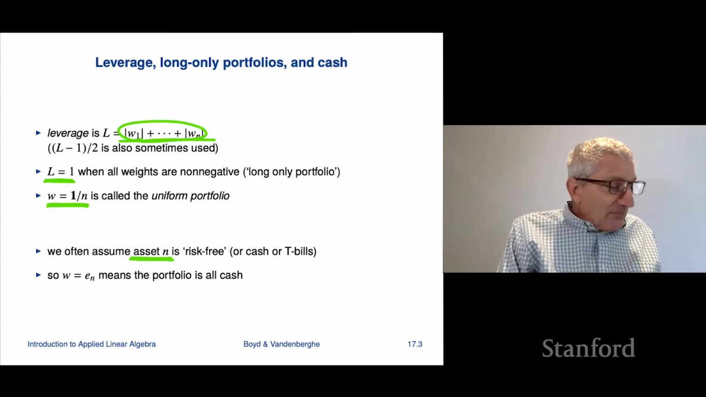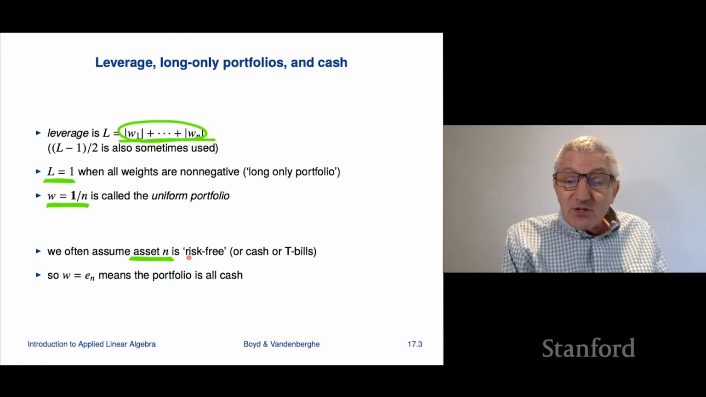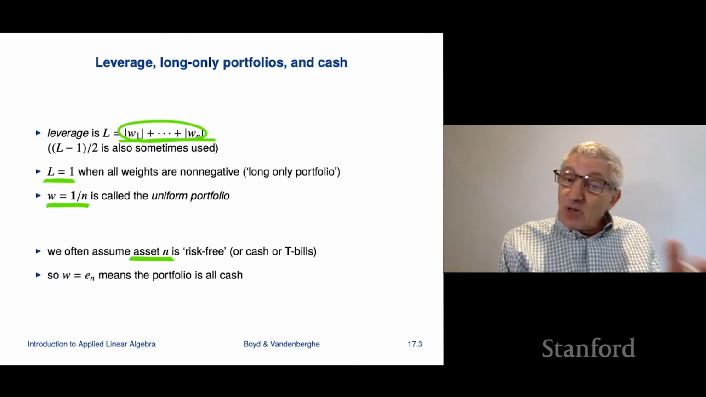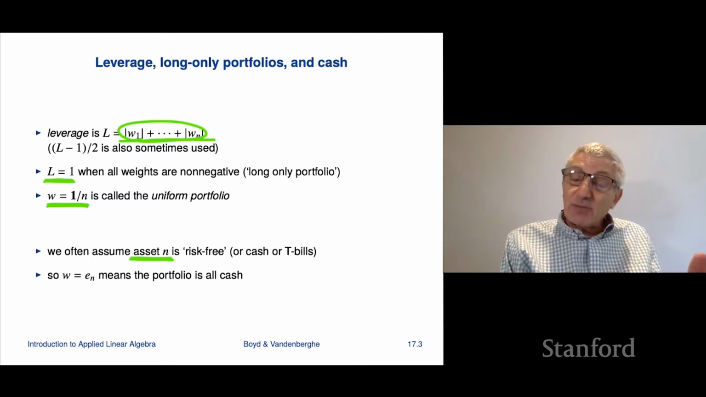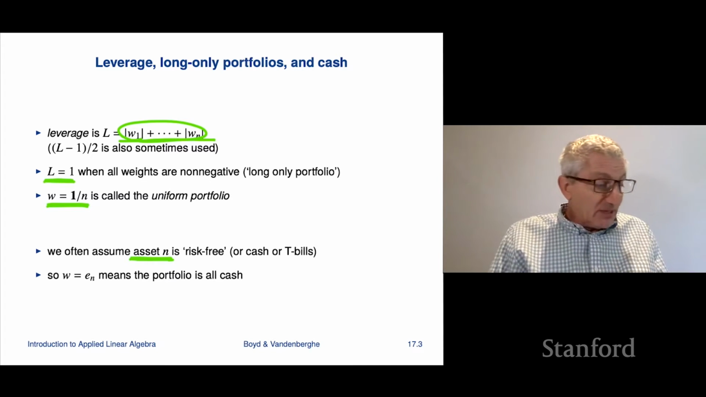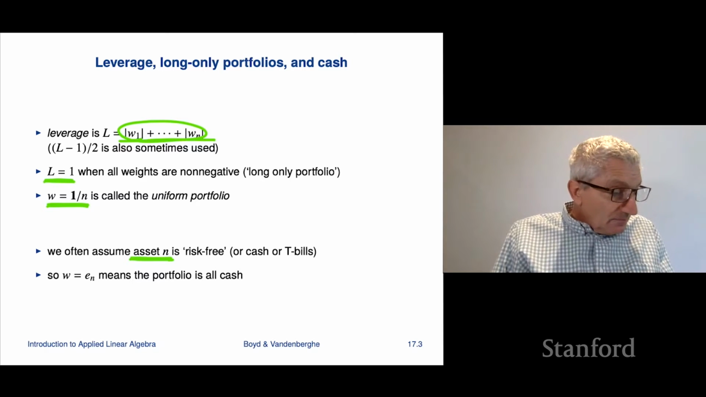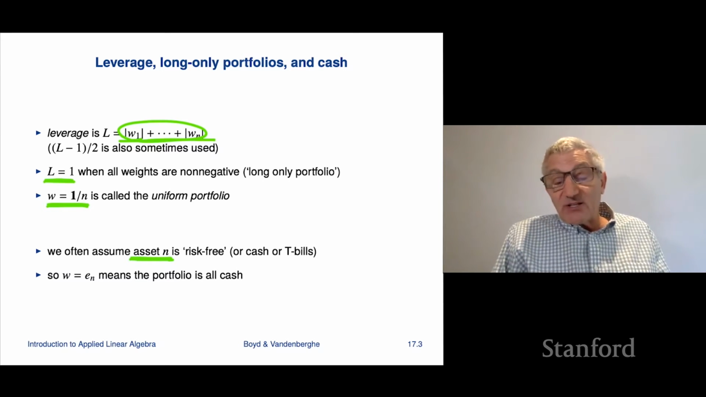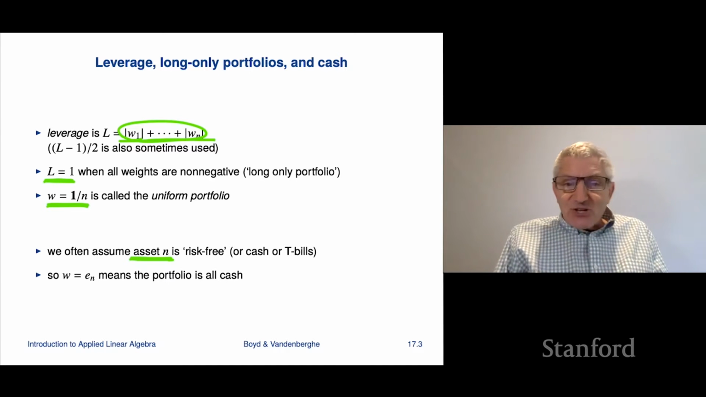Okay. Now, another common assumption is that we'll often assume that asset n, some people use asset 1, doesn't matter, is risk-free, is the way people would say that. People also say cash or treasury bills. The idea being that there's not much risk in treasury bills. Okay, so asset n is a special one. It's risk-free.